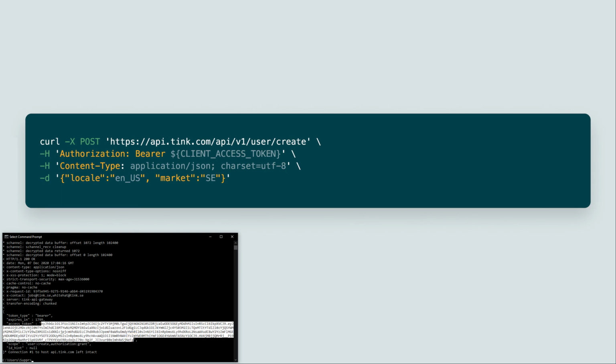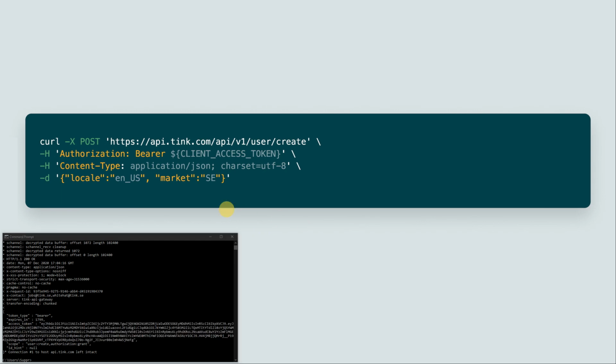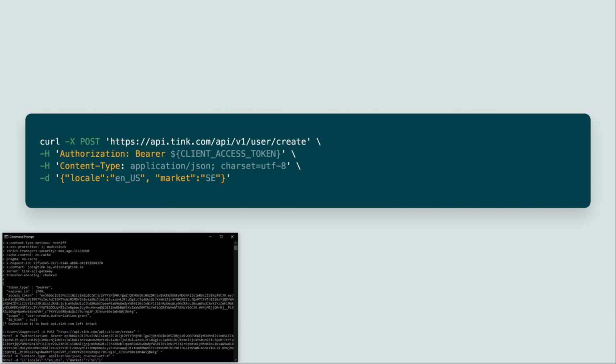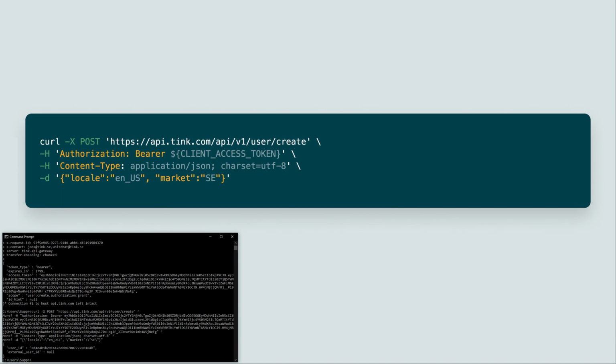We simply take this token and replace it in the code above, and I've now created a user ID. In this request, I've also added a locale and market for this specific user.